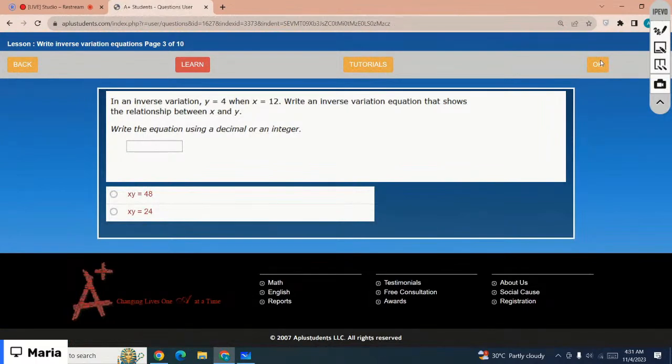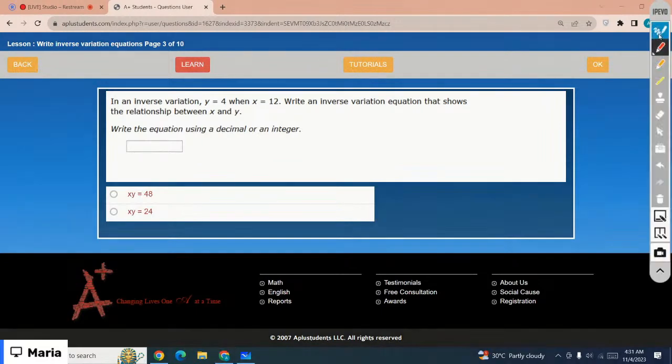In an inverse variation, y equals 4 and x equals 12. Write an inverse variation equation that shows the relationship between x and y, right? You have to write down the equation also. So you are given x and y, use xy and calculate the value of k. That would be k equals y times x, right? So that would be 12 times 4, that is 48. So k equals 48, right?